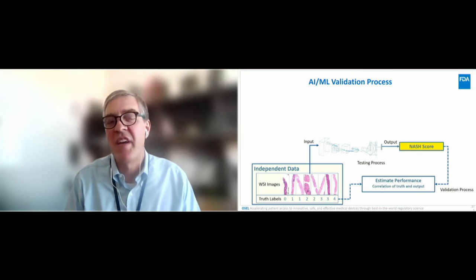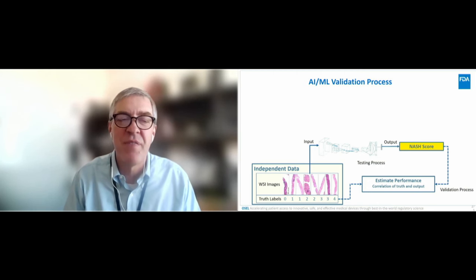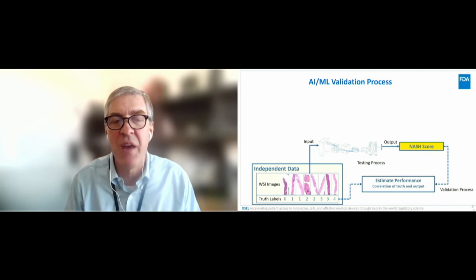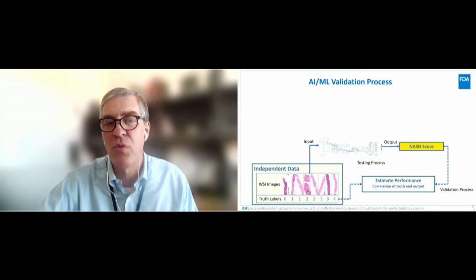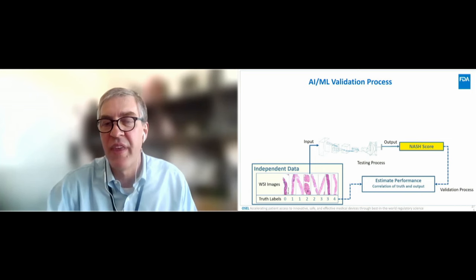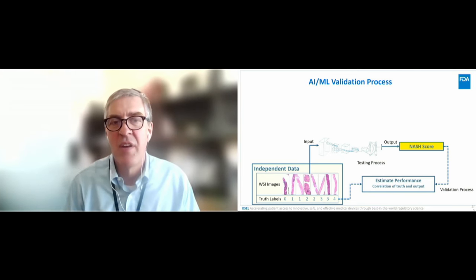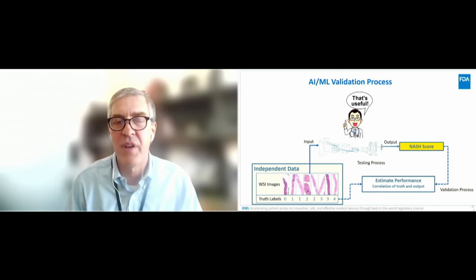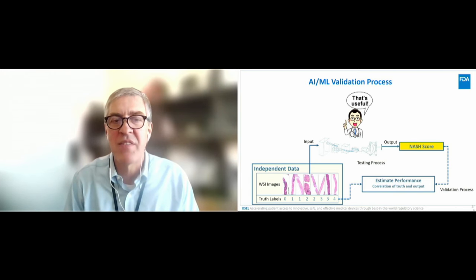This is implemented in a validation process. Again, pretty straightforward, but it's really important that these WSI images be independent, ideally from different sites, and be really representative of the use population that's going to be utilized. So again, we have those WSI images. Those are processed through the AI system that produces NASH scores, and we do some sort of assessment of the performance, comparing or correlating the truth labels with the output of those cases. In the cases where we have a robust data set and we have what we consider good performance, next slide, please, we can move forward to a different clinic, or potentially integrate into a clinical context or a clinical trial context, at least to move forward. So next slide.